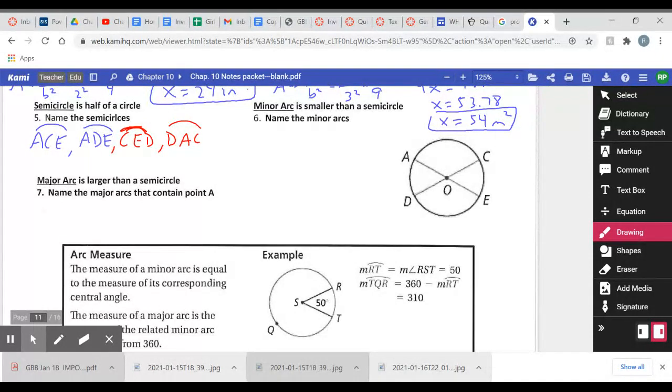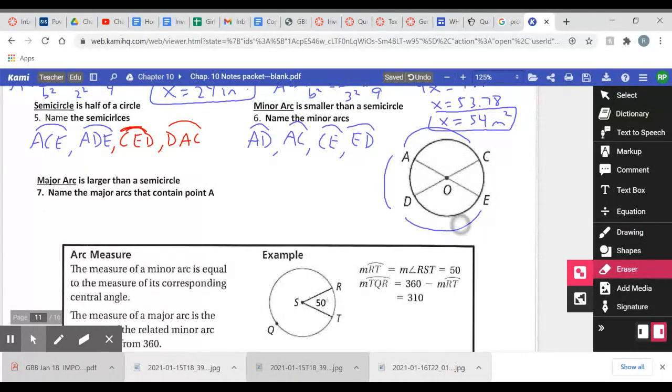A minor arc is smaller than a semicircle, so it's going to be something less than 180 degrees. And we're going to name a minor arc with 2 letters. So I can see one of my minor arcs would be AD, just 2 letters with the arc symbol on top. Another one would be AC. Another one would be CE. And the last one would be ED. Again, if you have yours written backwards from mine, DE or EC or CA or DA, that means the same thing.